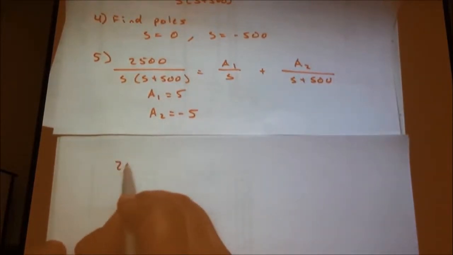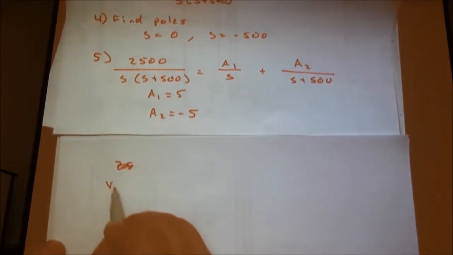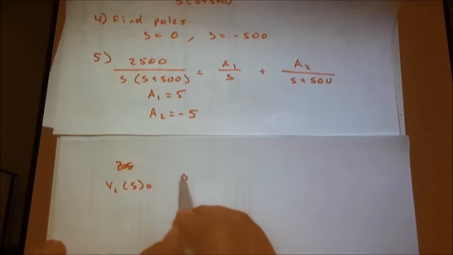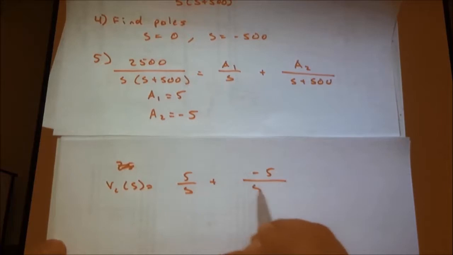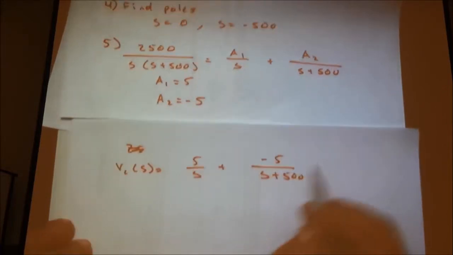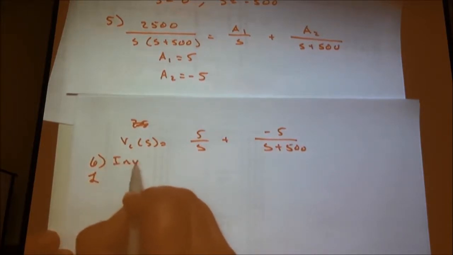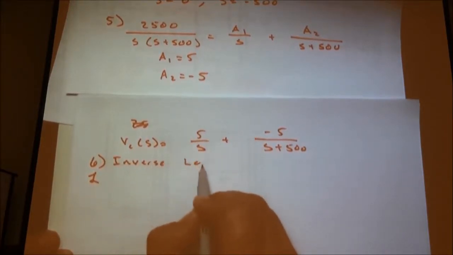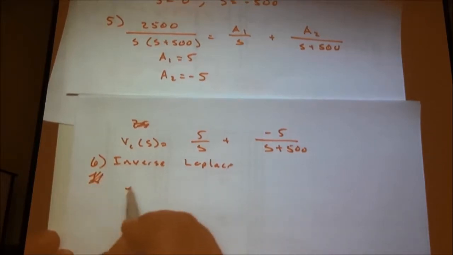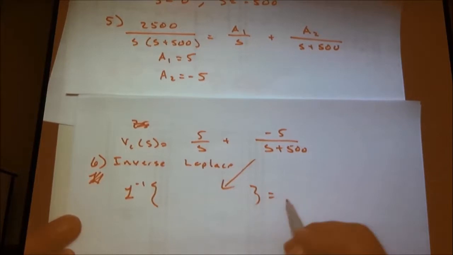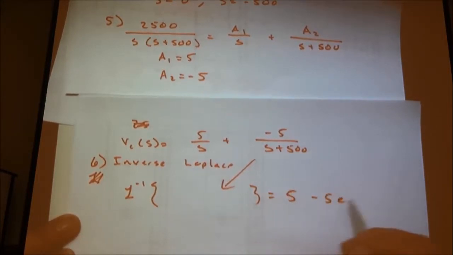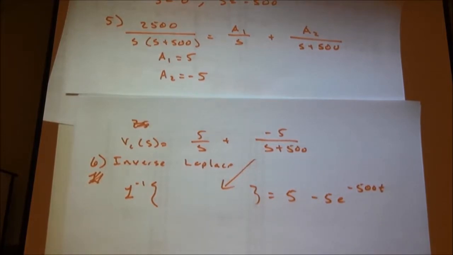This is fairly straightforward. So now we have Vc of S equals 5 over S minus 5 over S plus 500. And we do the inverse Laplace transform of all that. And we get 5 minus 5 e to the minus 500t, which was the same thing I had just written down a moment ago.